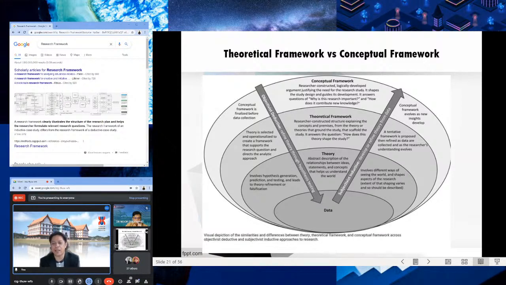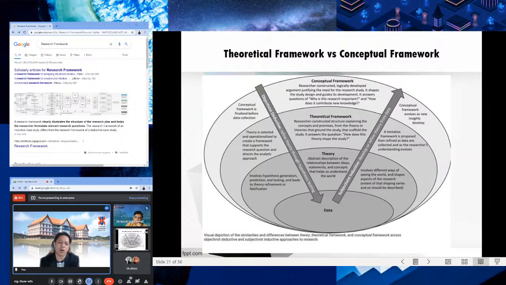Okay, and then if we look into the theoretical framework, we look at those scholars or people around your industry, related to your field, closer to your field. Normally they're more structured, because they need to refer to several theories, and then we need to look into the theories.